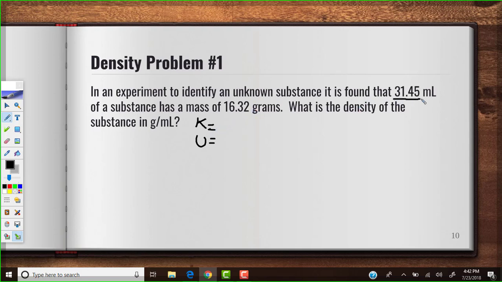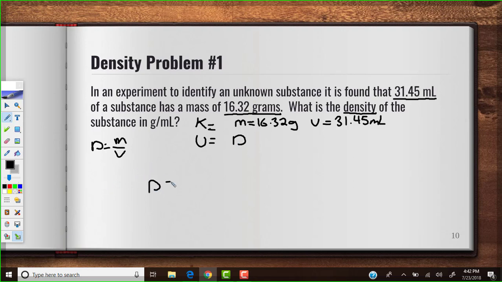Well, we have 31.45 milliliters and 16.32 grams. So we know our mass is 16.32 grams. And milliliters is a unit of volume, so we know our volume is equal to 31.45 milliliters. The question is asking for density. So we need to use our formula, density equals mass divided by volume. So we take our numbers, we plug in, and we solve for density.